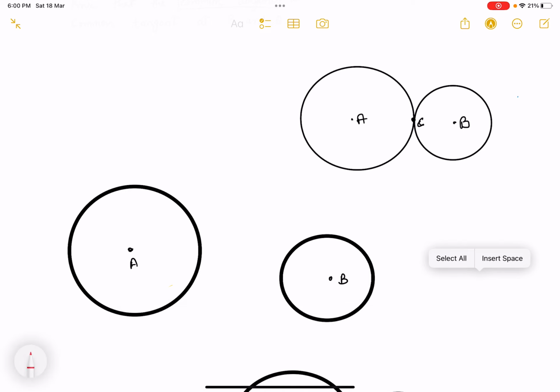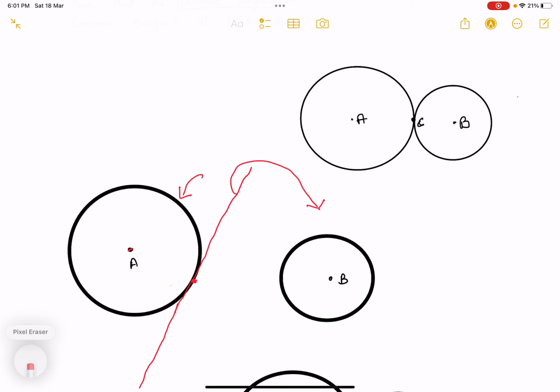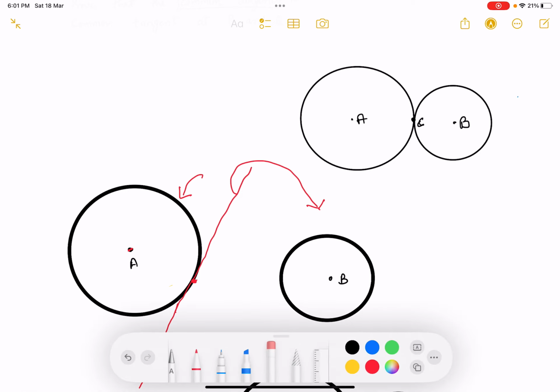Common tangents means, let us suppose we draw a tangent here. No matter how much we extend this line, this line is never going to touch this circle, though it's a tangent for this circle, but it's not for this circle. So how many common tangents can we draw? This line will never intersect the other circle.